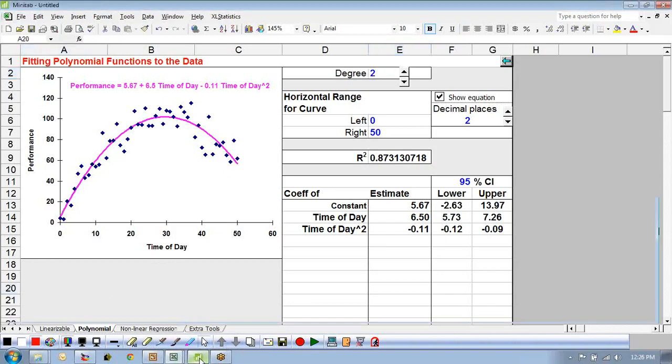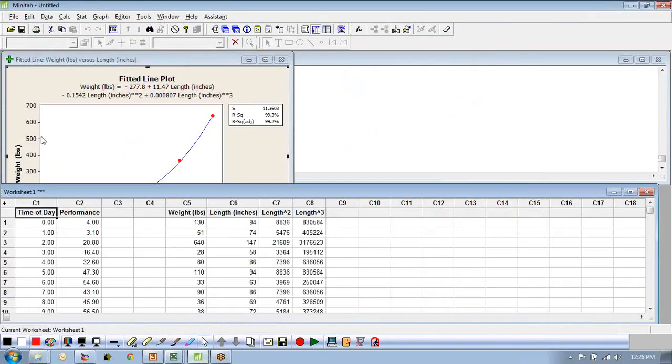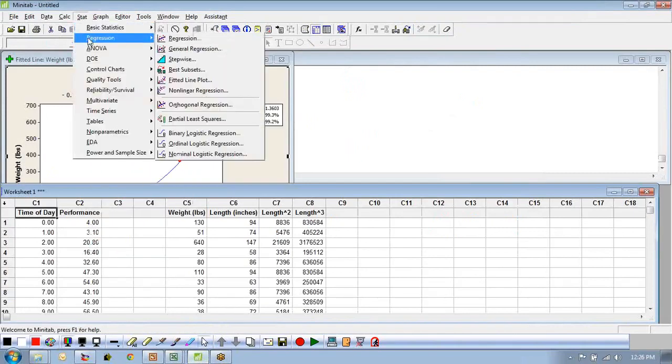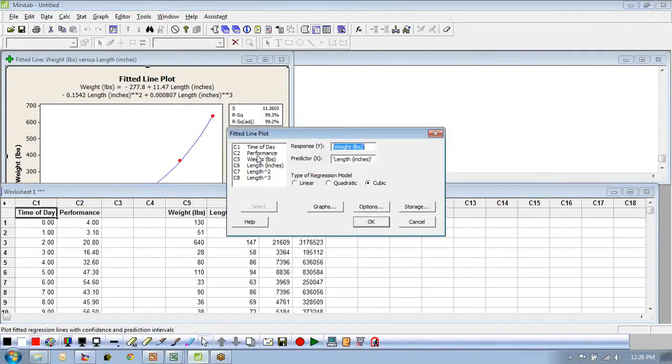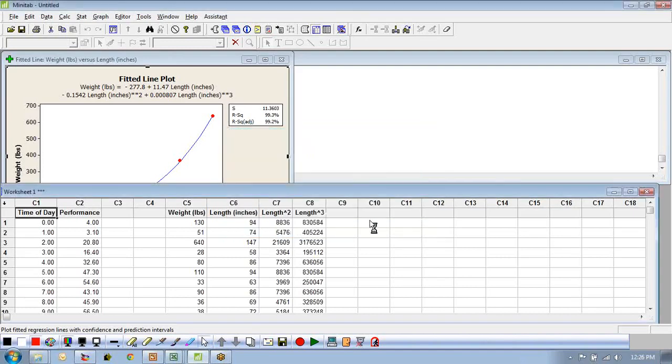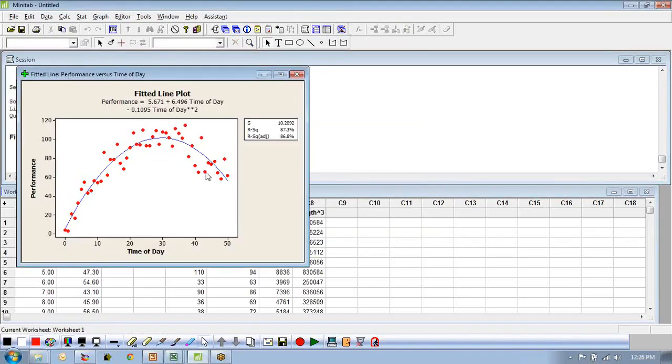Okay, it would work very similarly in Minitab. Just to show you, let's do it. Stat, Regression, Fitted Line Plot. Performance is my output. Time of day is my input. I'm only going to fit the quadratic this time. Click okie dokie, and bam, there we go. Again, it fits it pretty well.